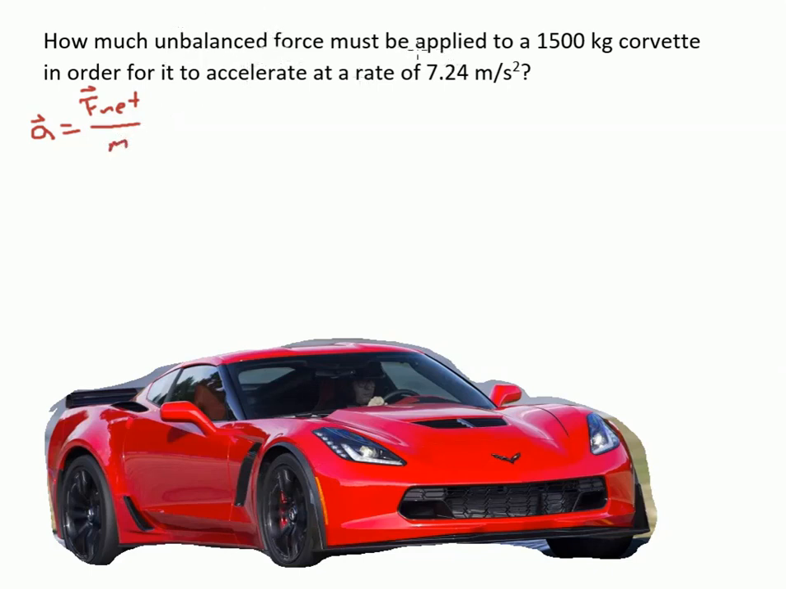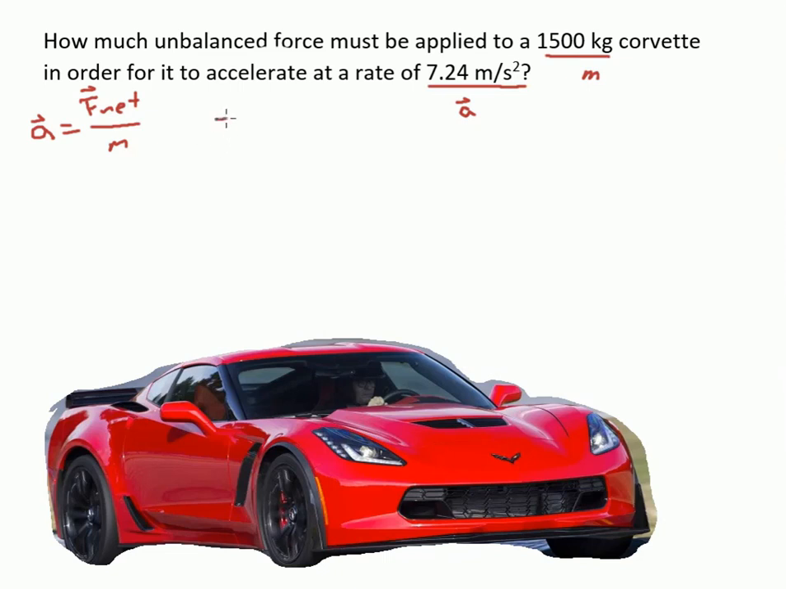We want to know how much force would be applied to a 1,500 kilogram Corvette in order for it to accelerate at a rate of 7.24 meters per second squared. So there's our acceleration. And the 1,500 kilograms is a unit of mass. That's our mass. And so we just want to go through the process here of using the equation for second law and solve for the net force.